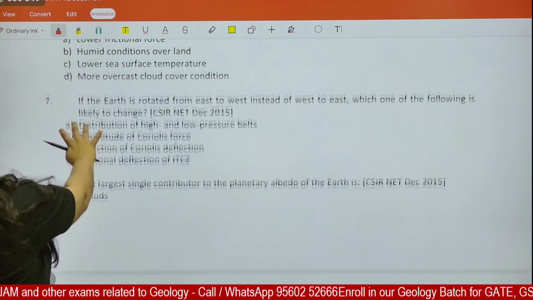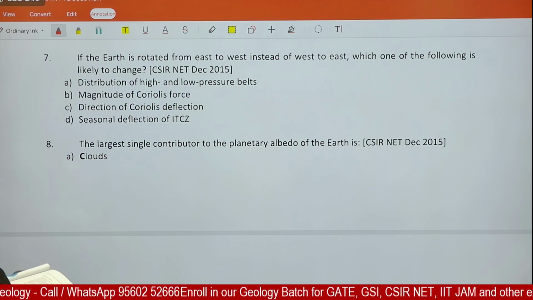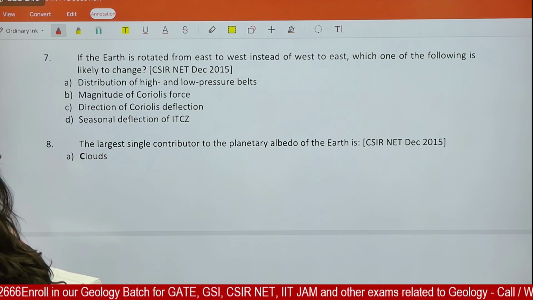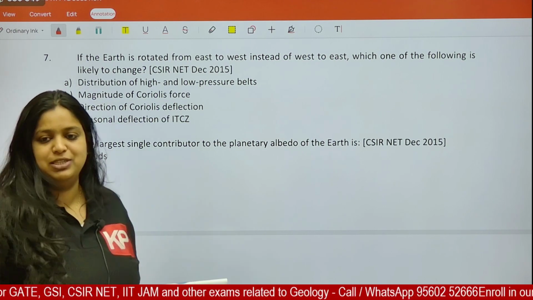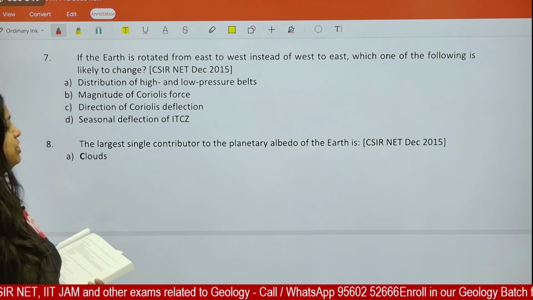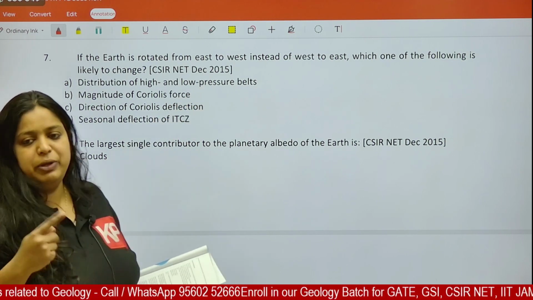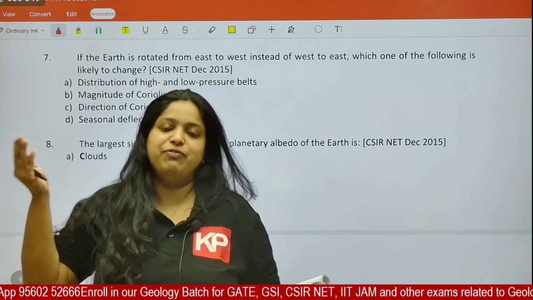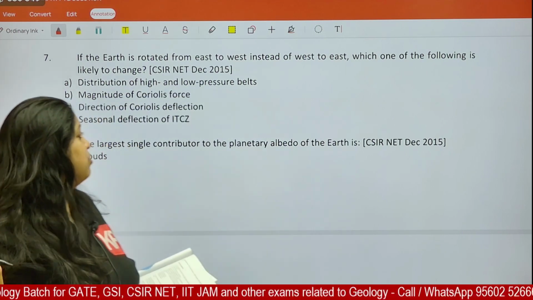If the Earth rotated from east to west instead of west to east, which one of the following is likely to change? This is actually a very common question for the NET CSIR examination. It has been asked in 2015. They will form the question in a different way: what will happen if there is a variation in the circulation?